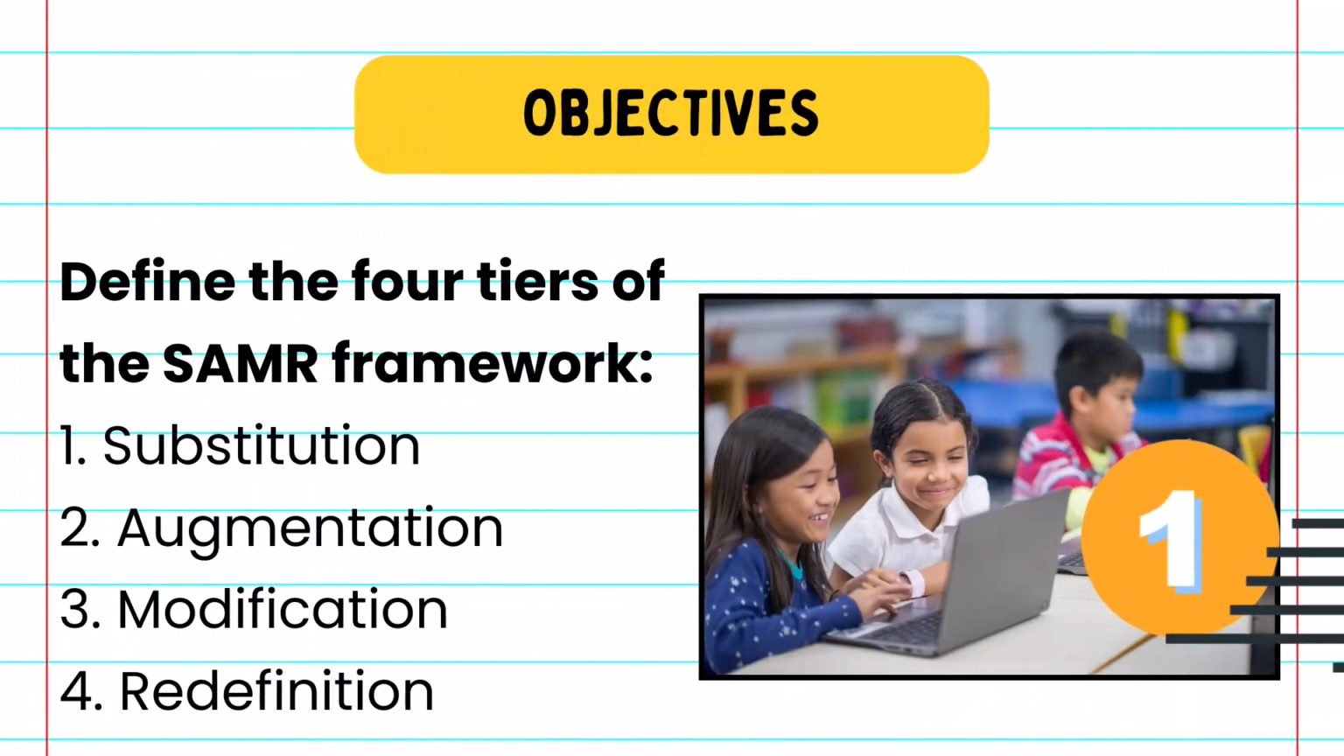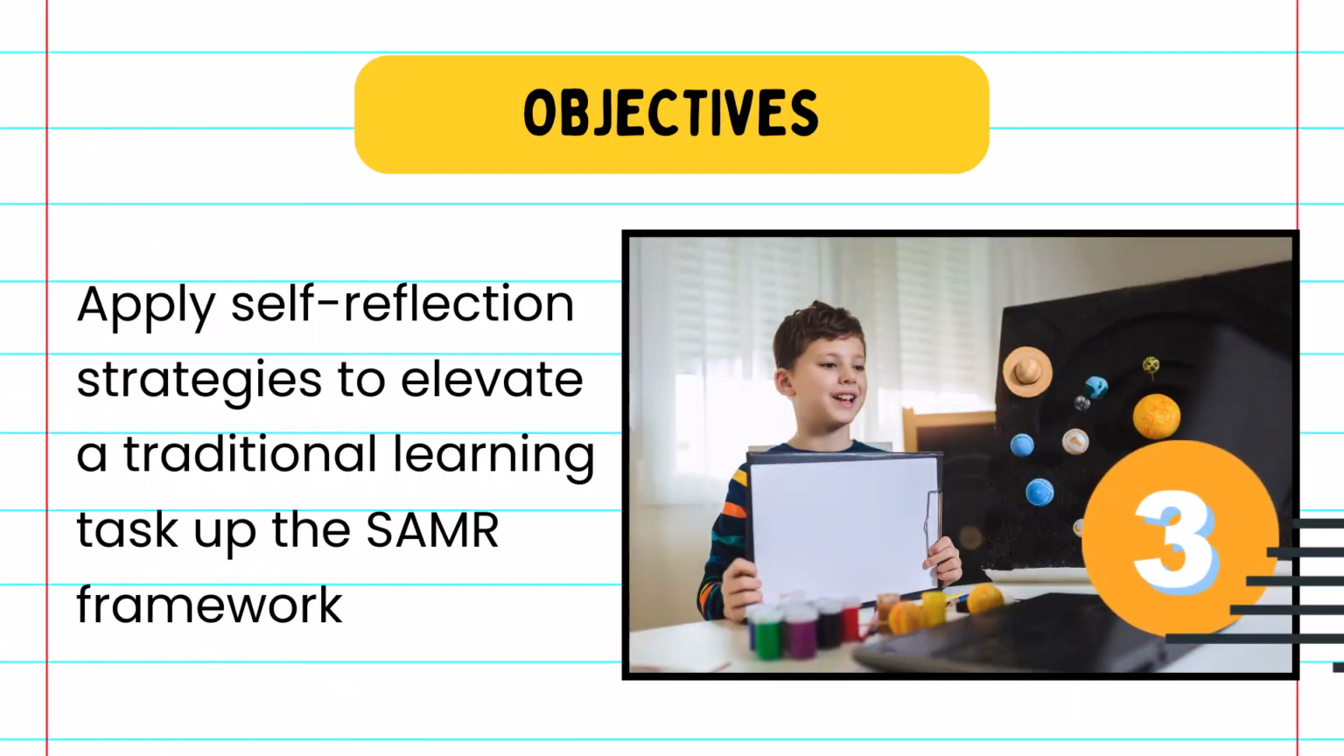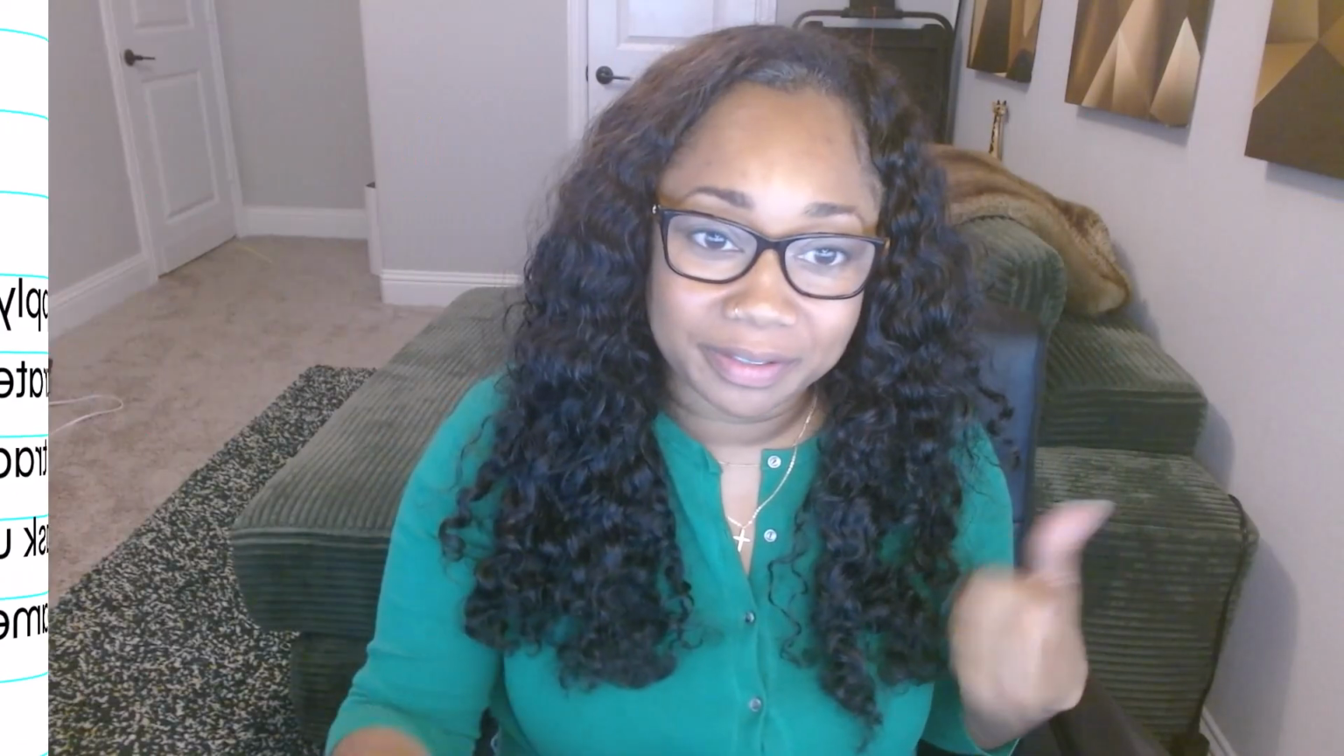Our first one is defining the four tiers of the SAMR framework: substitution, augmentation, modification, and redefinition. Our next objective is to differentiate between technology enhancement and technology transformation using real classroom examples. And third, we're going to apply self-reflection strategies to elevate a traditional learning task up the SAMR framework.